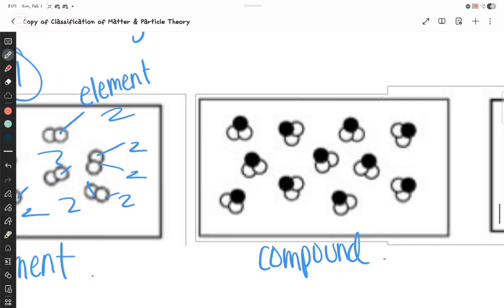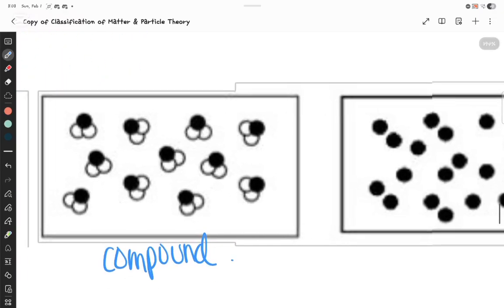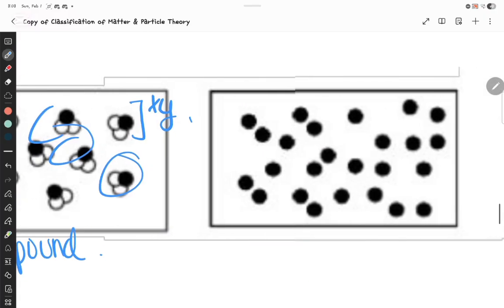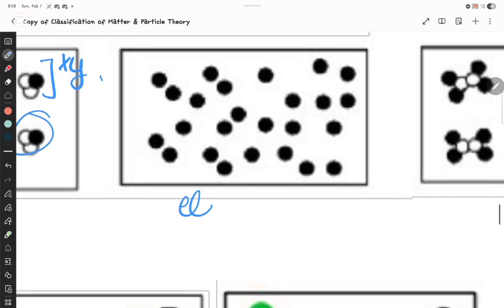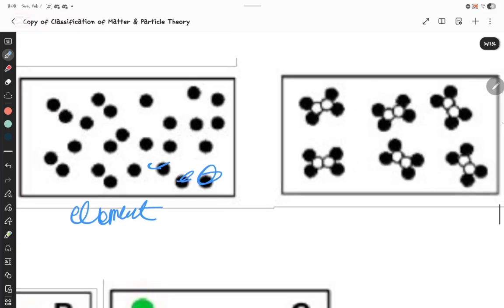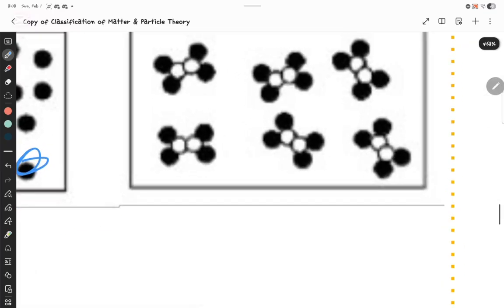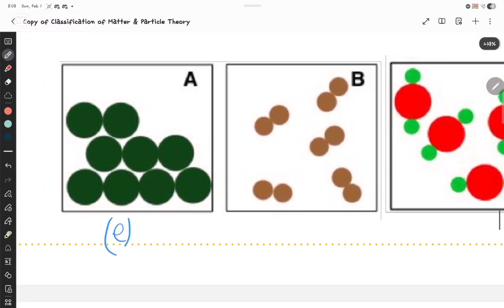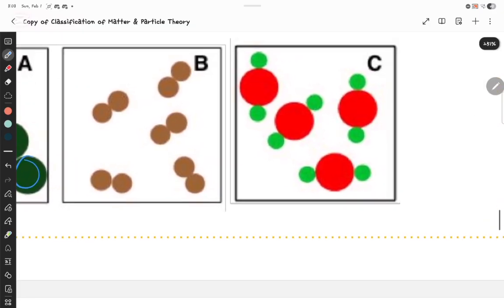It's not like this one, where there's only Z. This one has both Z and Y, repeated. This one is only Z repeated. This is an element. Same logic there. Only this black particle is in here. This is an element, same principle. You see that these are all green balls. This is also an element.